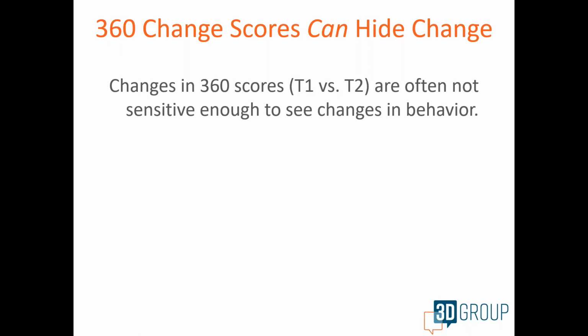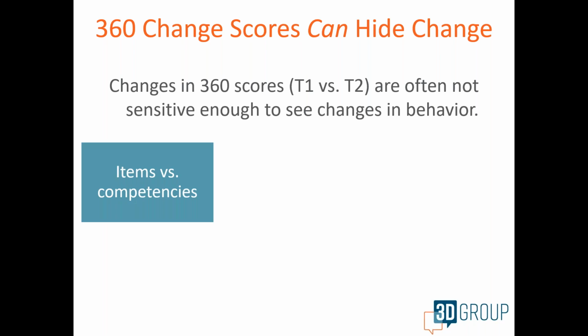So a typical 360 will assess a leader on a number of leadership competencies, and each competency has a number of items within it. In most cases, the overall competency scores and individual item scores are reported in the 360 report. So today I'm going to spend time digging into this. Behavior change typically happens at the item level.